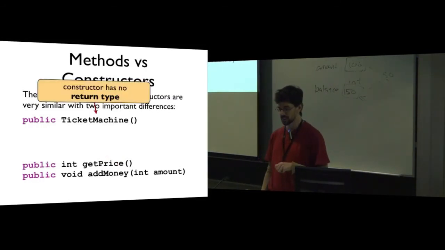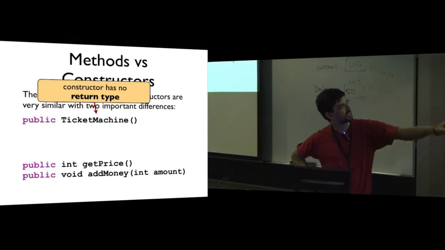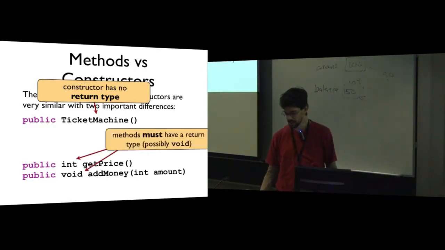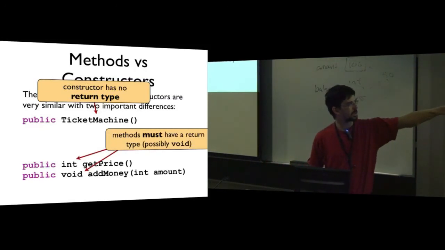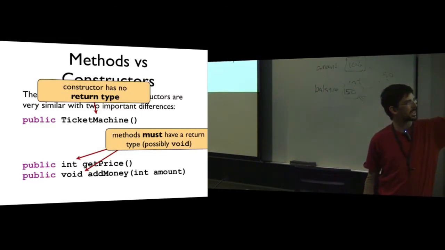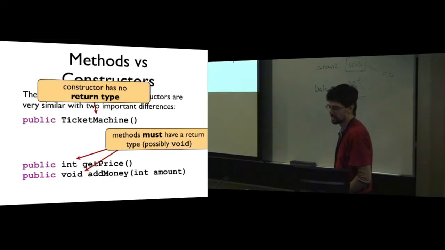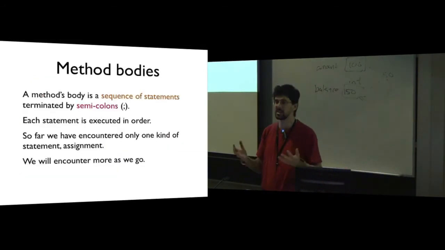The other major difference is a constructor has no return type, so it's just public TicketMachine. Whereas a method has this thing that I said is a return type in between the public and the name of the method, and it can either be a type like int or it can be the word void, and I'll explain what that means in a minute. But otherwise, methods and constructors are almost the same in the way they work.